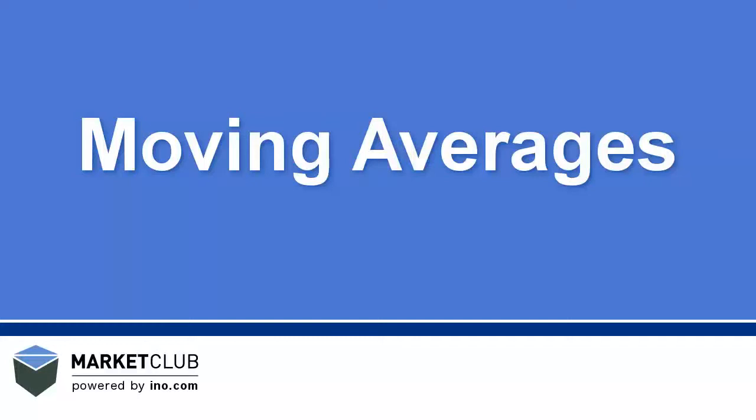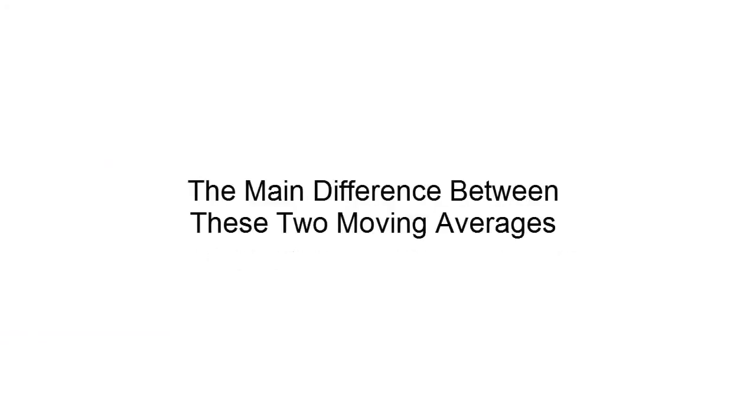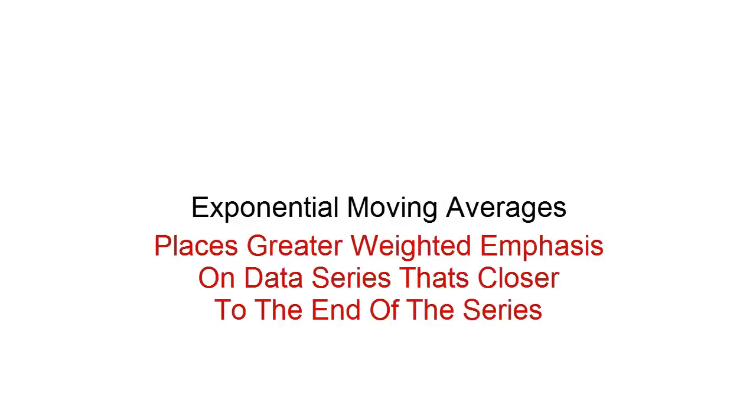Today's tutorial is on moving averages: what they are, how they work, and how you can benefit from them. There are only two basic types of moving averages. One, a simple moving average, and two, an exponential moving average. The main difference between these two moving averages is that an exponential moving average places greater weighted emphasis on the data series that's closer to the end of the series.